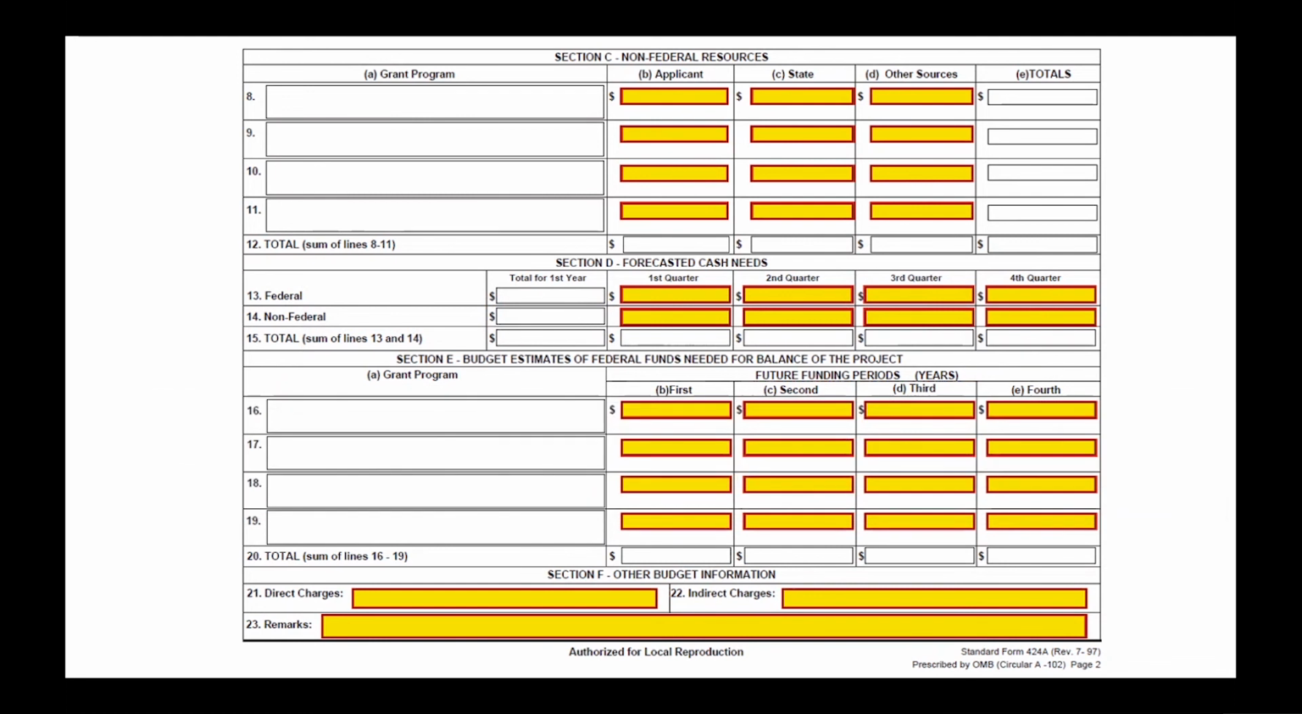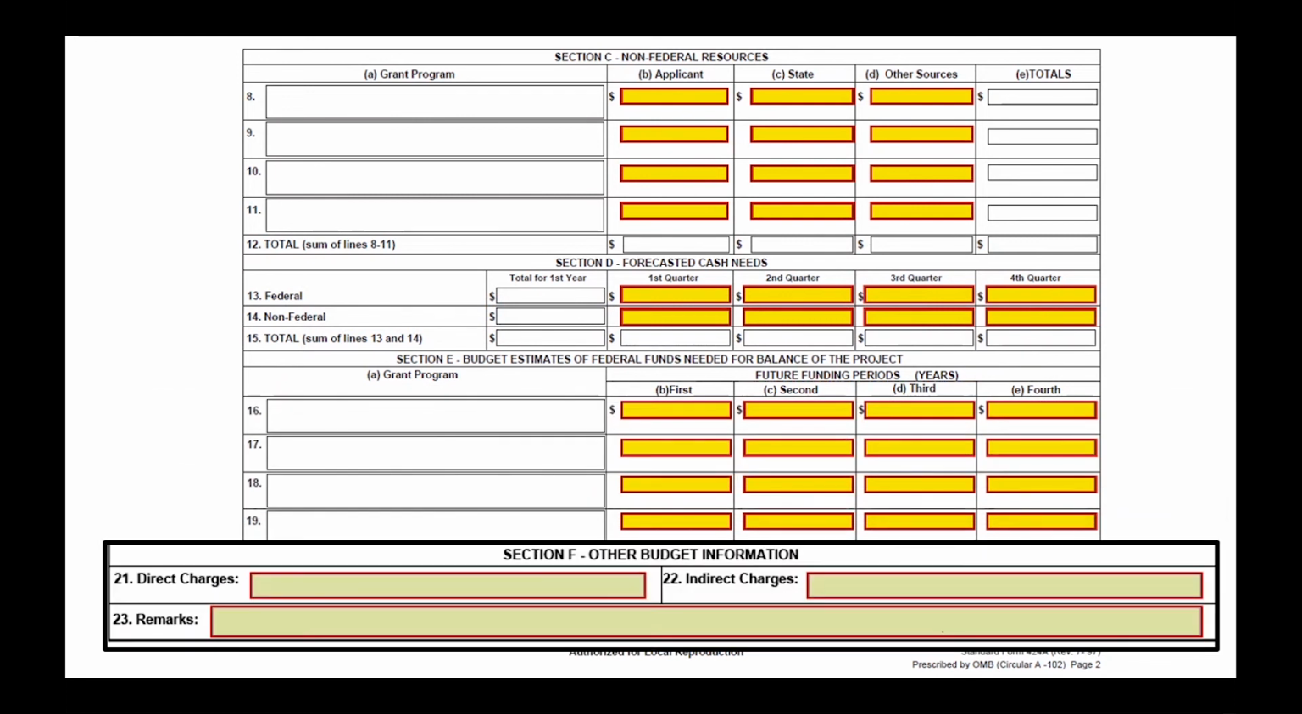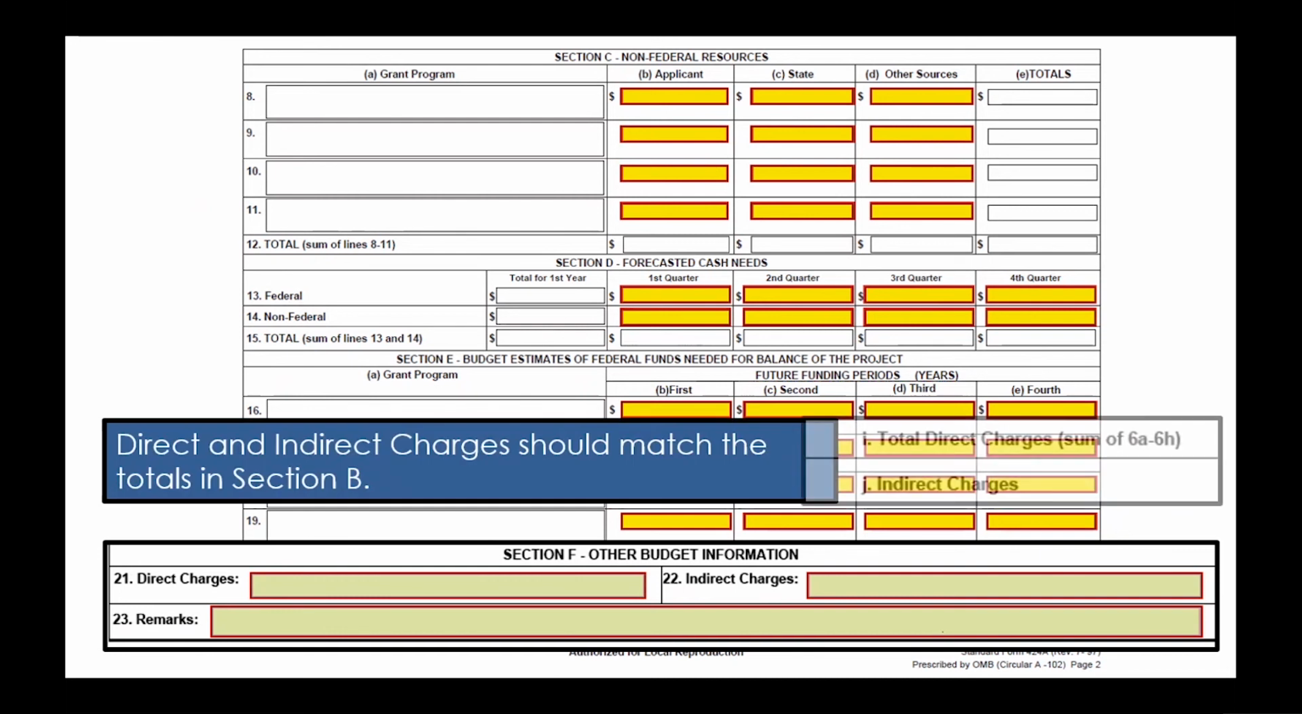For Section F, you will enter the amount of direct and indirect charges, both federal and matching, for your projects. Direct and indirect charges should match the totals in Section B, rows I and J, shown here.